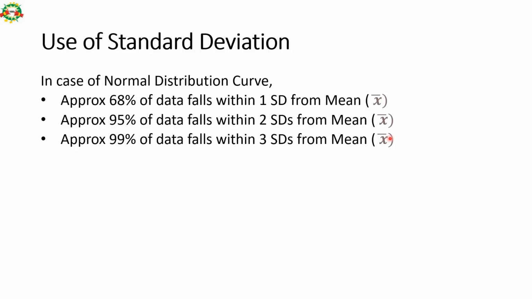Now, use of standard deviation. These three bullet points are also important. You may get a direct theory question from this slide. In the case of a normal distribution, approximately 68% of data falls within one standard deviation from the mean. 95% of data falls within two standard deviations of the mean. 99% of the data falls within three standard deviations of the mean.